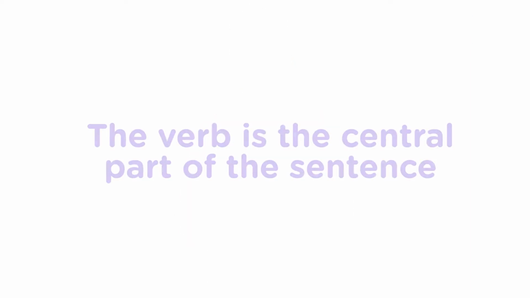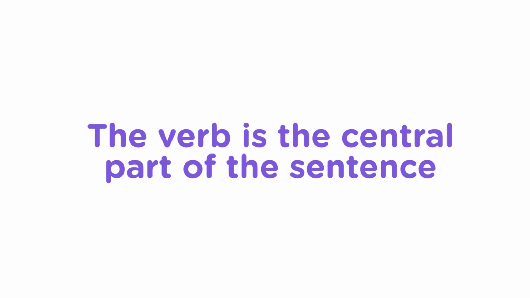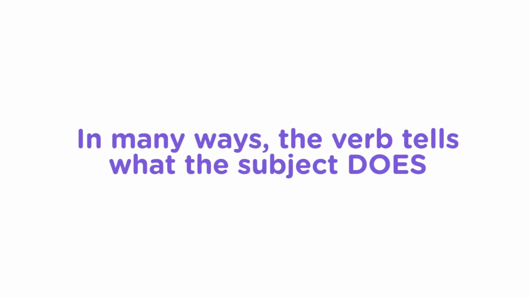Verbs in English are complicated, but for our purposes, let's just say that verbs come between the subject and the object. The verb is the central part of the sentence. In many ways, the verb tells what the subject does. Verbs are usually 1, 2, or 3 words.